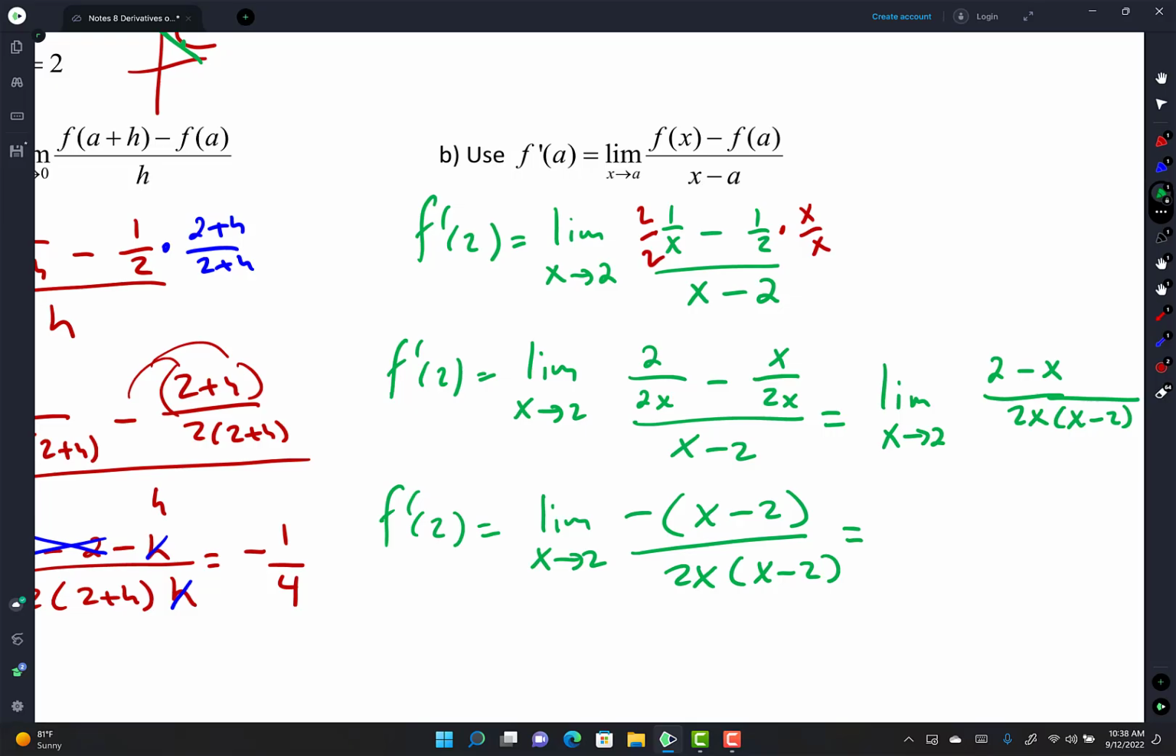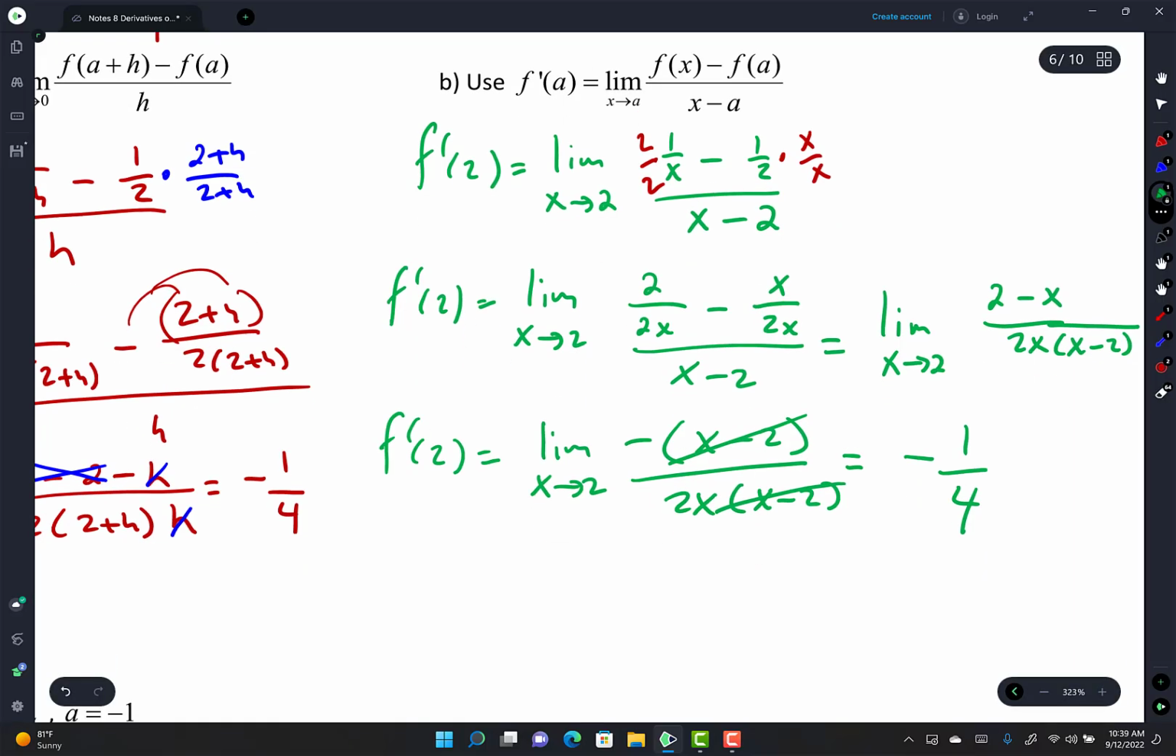The x minus 2's cancel each other out. What is x approaching? 2. So what's 2 times 2? Negative 1/4. Did we get the same thing? Heck yeah, we did.